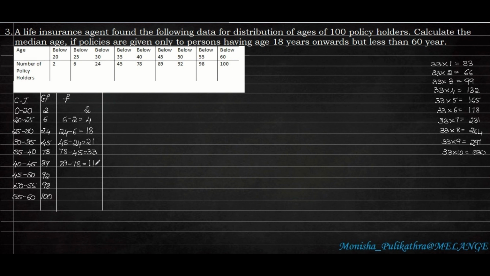That is 11. Next is 92 minus 89. That is 3. So next 98 minus 92. That is 6. So next is 100 minus 98, that is equal to 2.